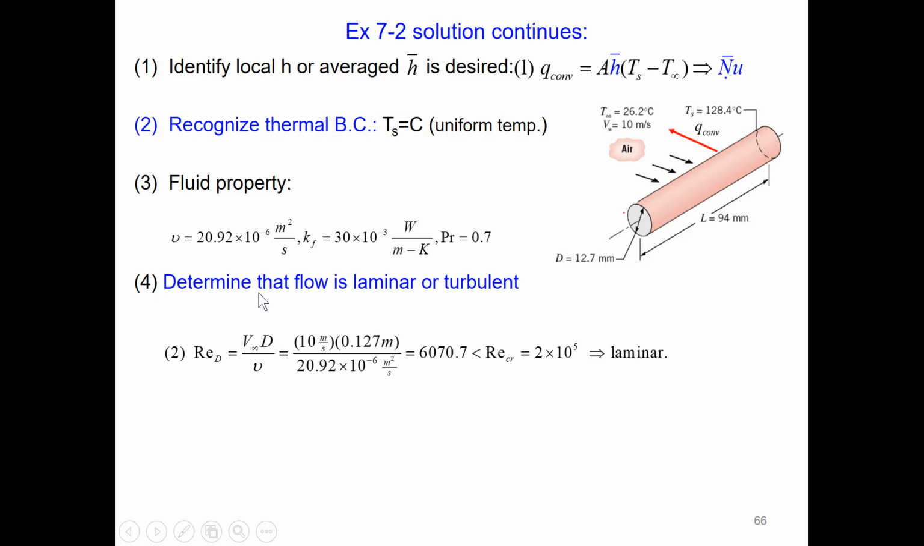4. Determine the flow condition. We use the equation to calculate Reynolds number. We plug in the numbers, velocity, diameter, viscosity to get the Reynolds number value, then compare with the critical Reynolds number. Since it's less, the flow is laminar.